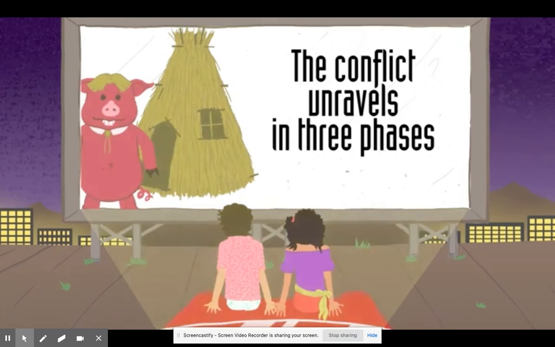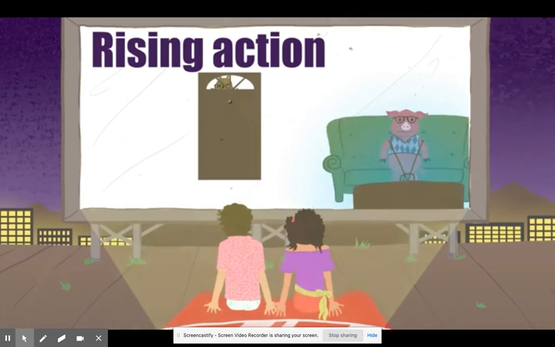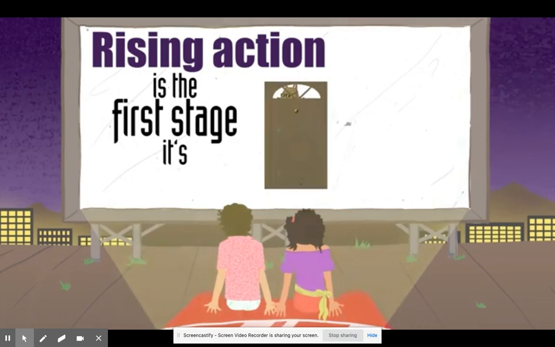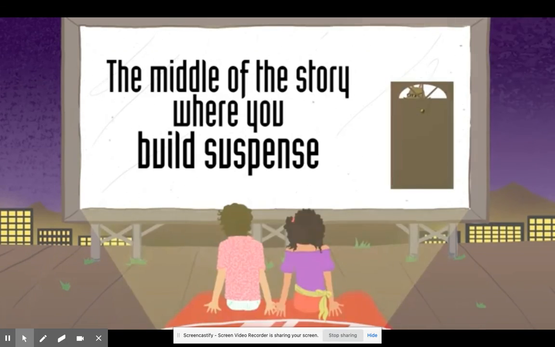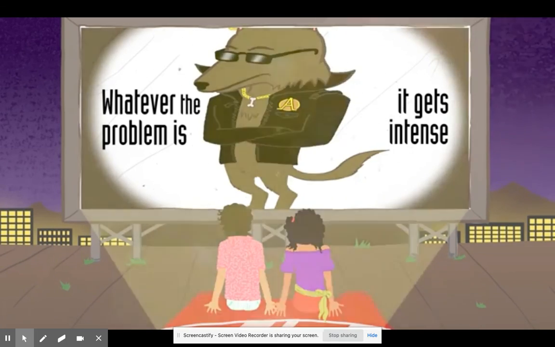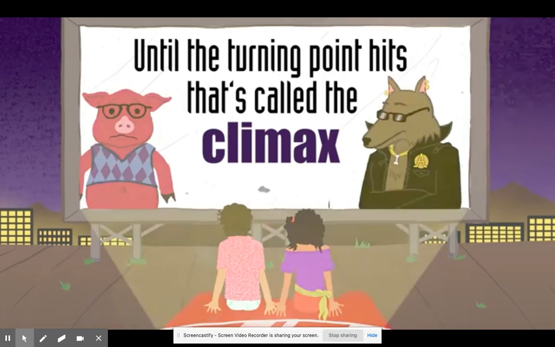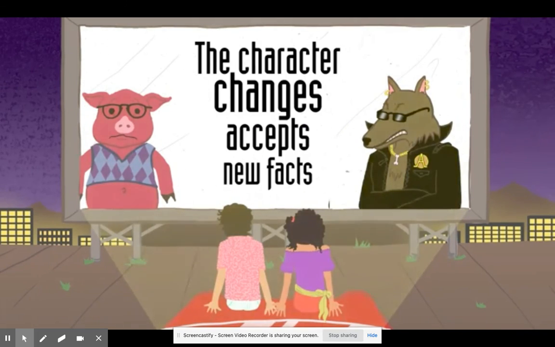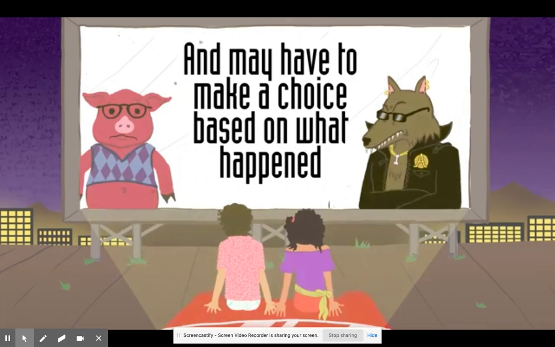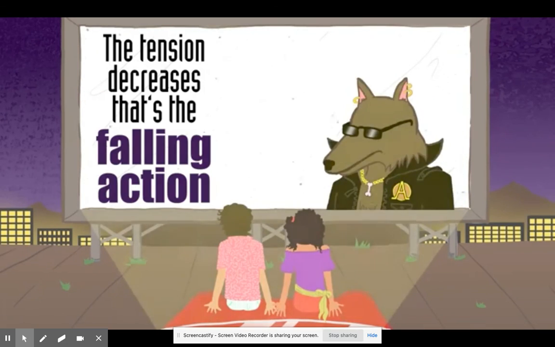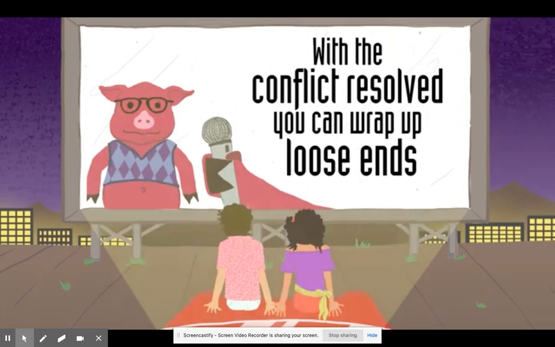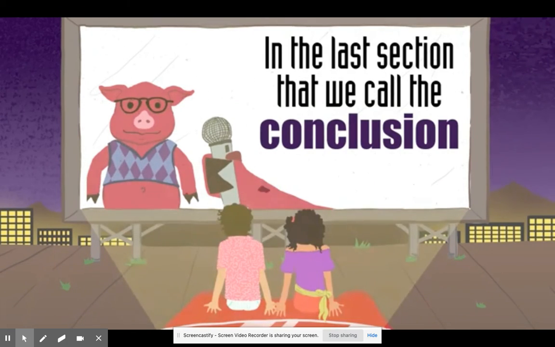The conflict unravels in 3 phases. Rising action is the first stage. It's the middle of the story where you build suspense. Whatever the problem is, it gets intense until the turning point hits. That's called the climax. The character changes, accepts new facts, and may have to make a choice based on what happened. The tension decreases. That's the falling action with the conflict resolved. You can wrap the loose ends in the last section that we call the conclusion.